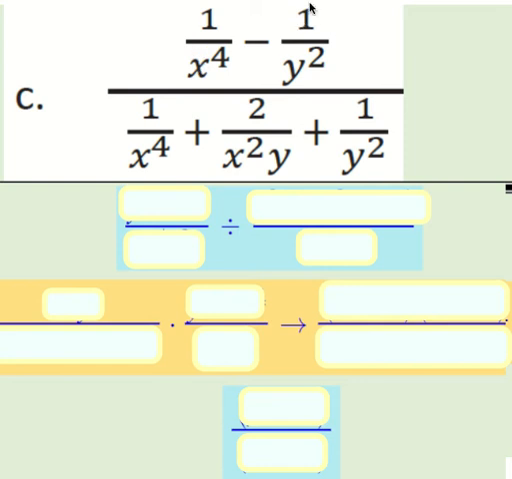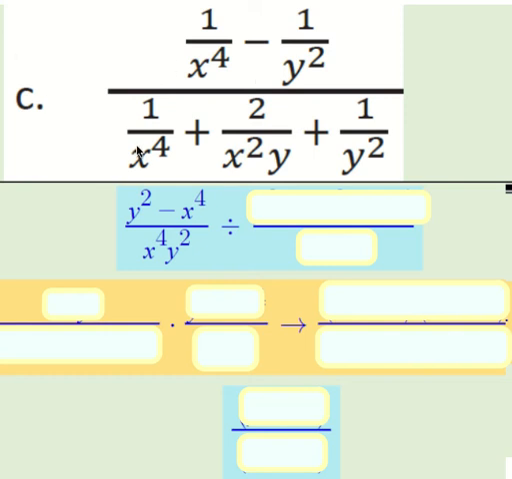On this side, I'm going to multiply by x to the fourth. So I'm going to have x to the fourth over x to the fourth y squared. So my denominator is x to the fourth y squared. My numerator is y squared minus x to the fourth. So now the whole numerator for this big ugly fraction is at least cleaned up a little bit. So now I'm going to write it as divided by the other ugly fraction.